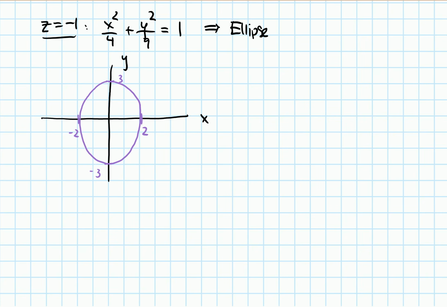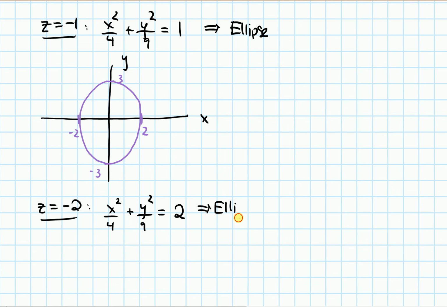Okay, so before I draw this in 3D space, let me also draw one more of these cross sections when z is negative. So let's pick -2. And that'll give me x squared over 4 plus y squared over 9 equals -2 times -1, which is +2. And that's another ellipse. So this one is another ellipse, and this one's a little bit bigger. So I'm going to draw it in first, on the same graph that I've drawn above.